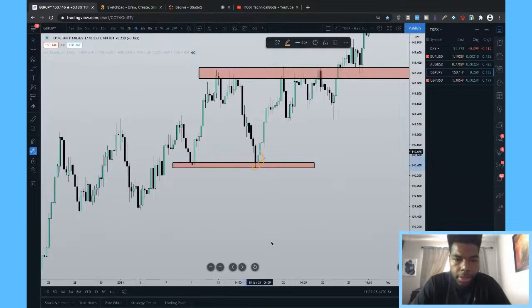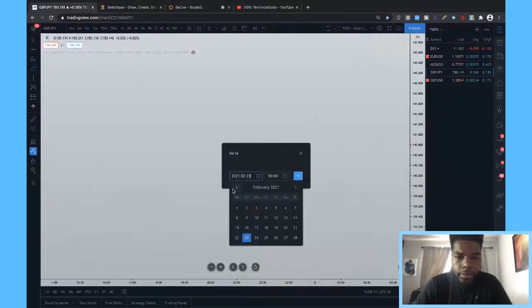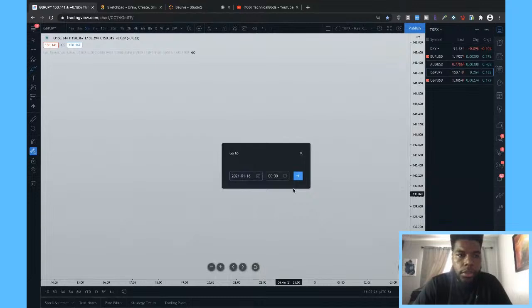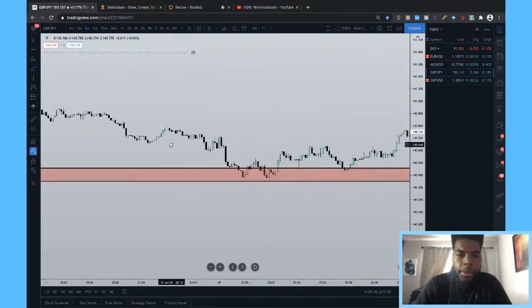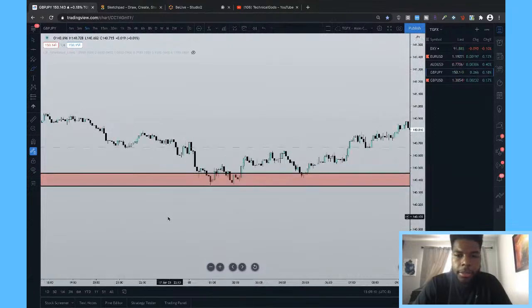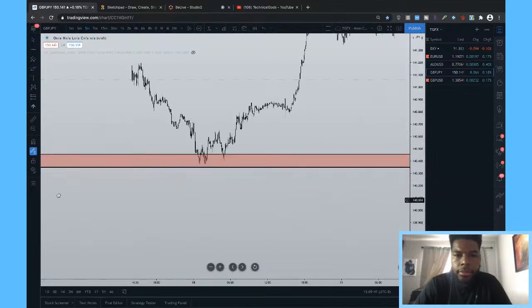All right, so this is January 18th. So let's go there on, I'm going to just try the 5 minute because this thing is lagging pretty hard. Hopefully it works. Okay, perfect. So we make it back to the zone. Let me just zoom out to make sure this is the right area. Okay, cool.